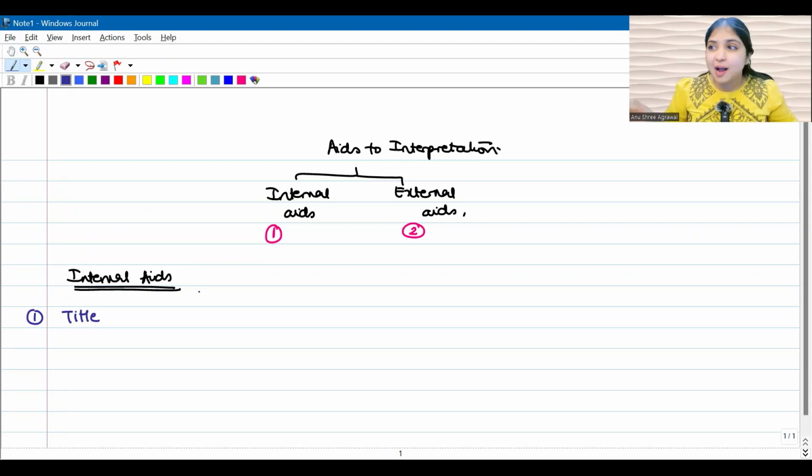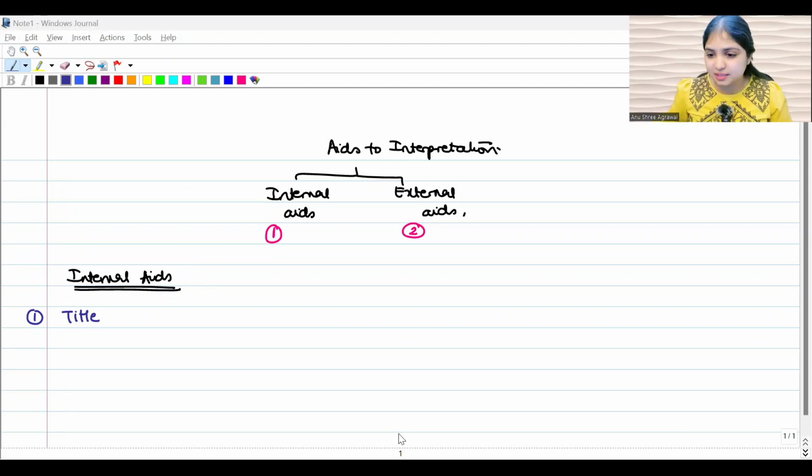See, we are not saying come to the title, all your problems will get solved. We're not saying that. What we are saying is that in case the court is finding any problem while interpreting the law, the court can take the help of the title of the law. It might be of help. Okay, see, I'll give you an example to help you understand this better.